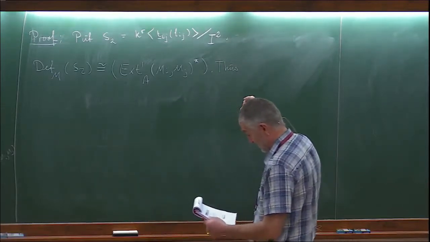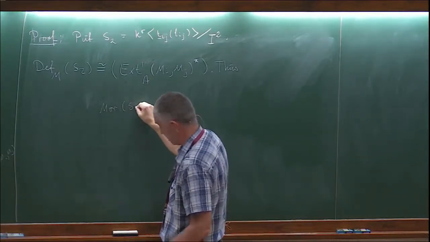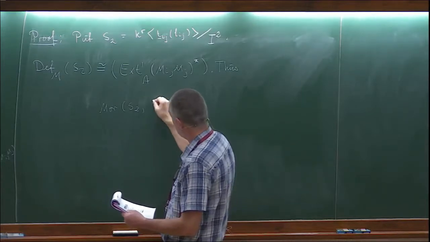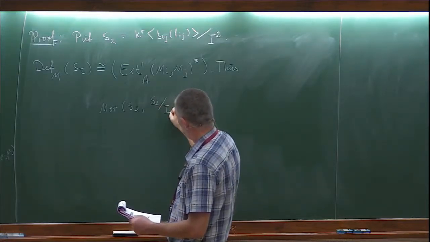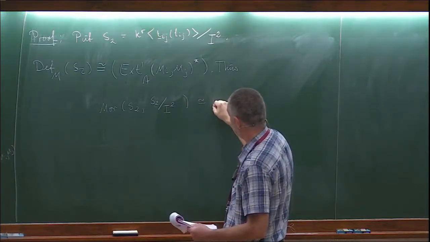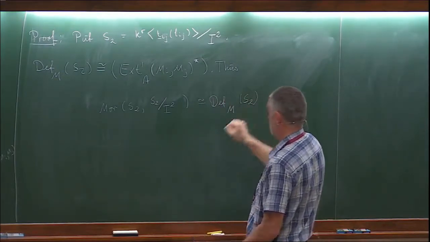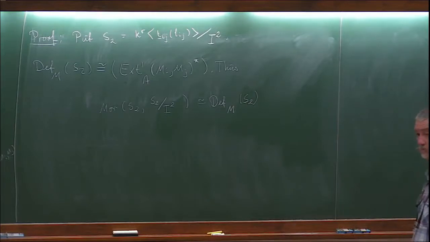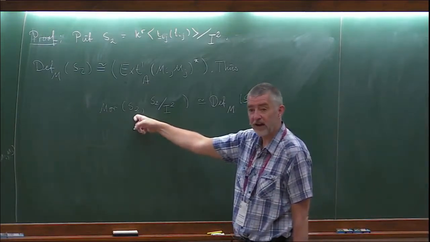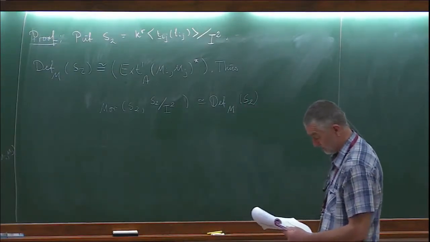Thus, morphisms from S2 to S2 divided by I squared is isomorphic to the deformations of M to S2. Okay, then I know the tangent space of the pro-representing hull. It is S2.